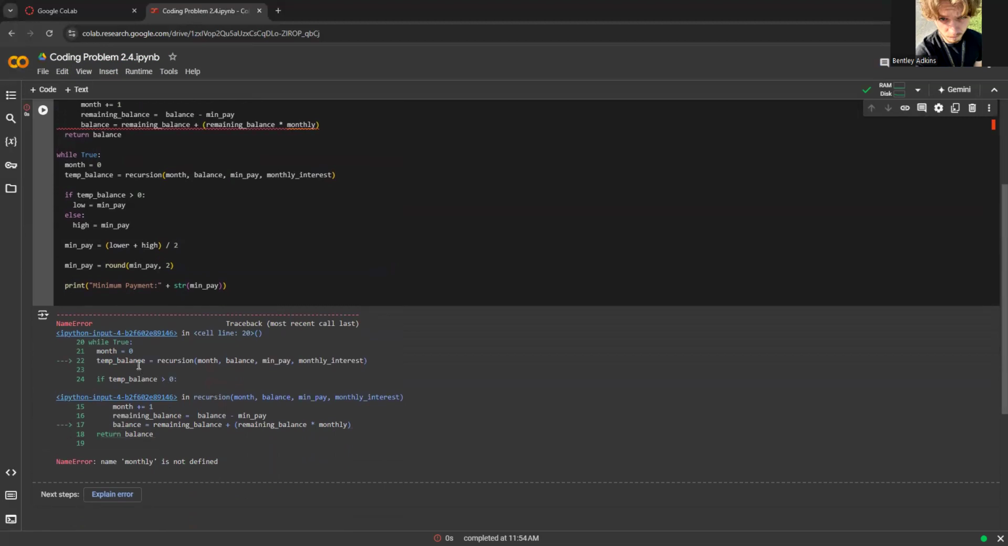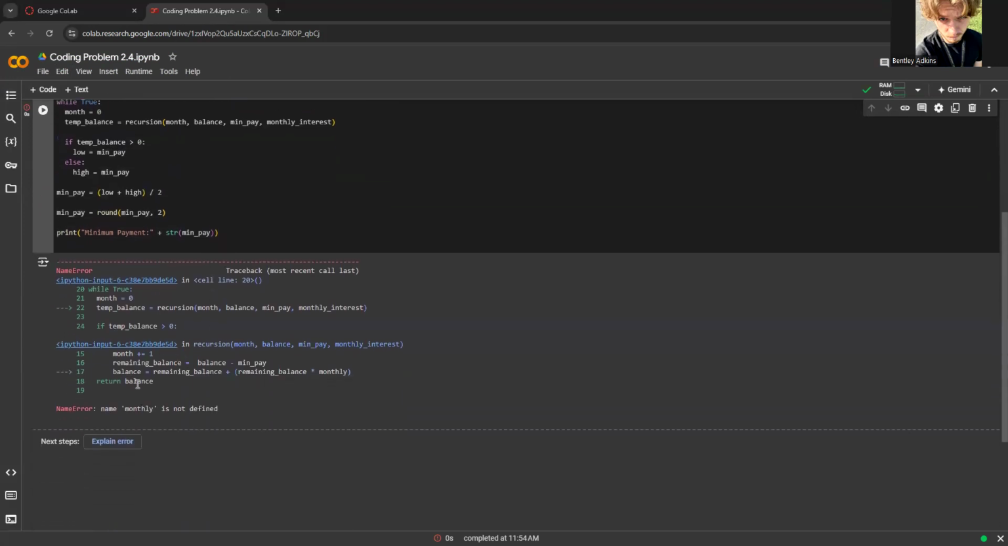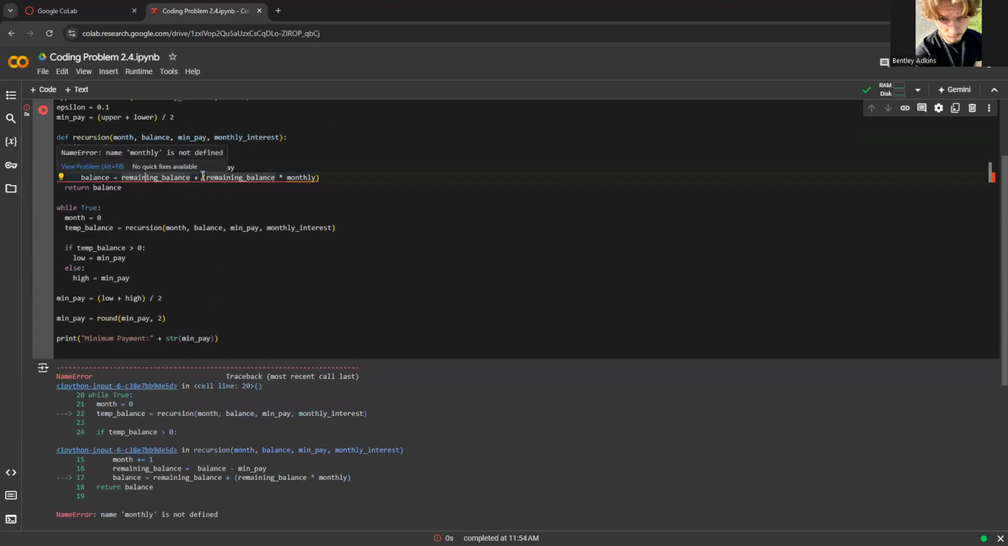See. I think I have that. Let's see. Remaining balance is equal to the balance plus the remaining balance times... Oh yeah, that's supposed to be monthly interest.